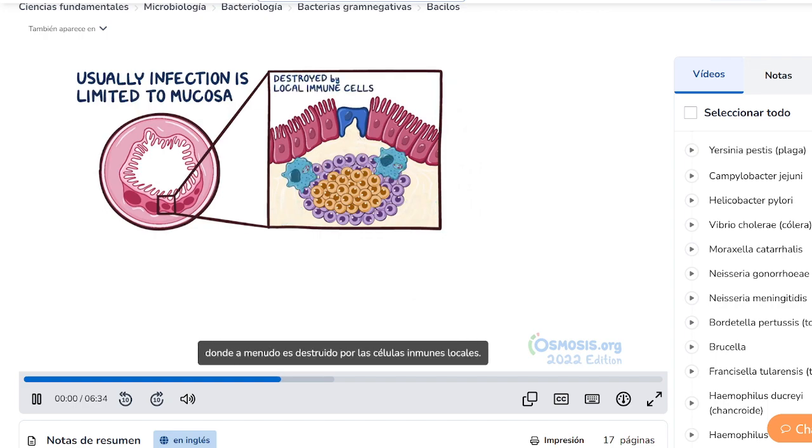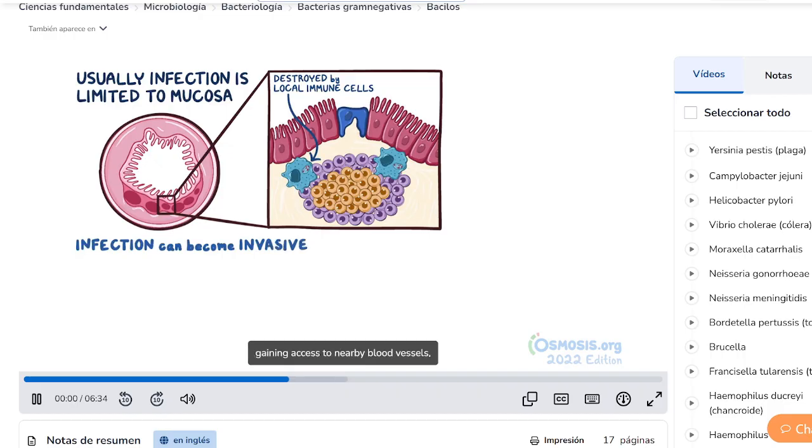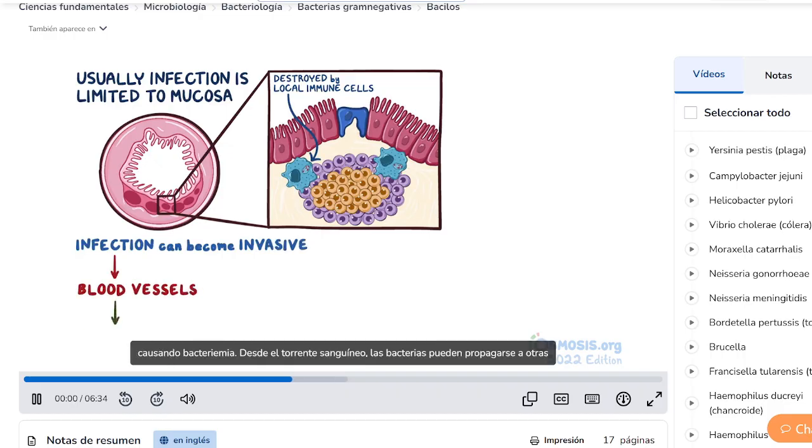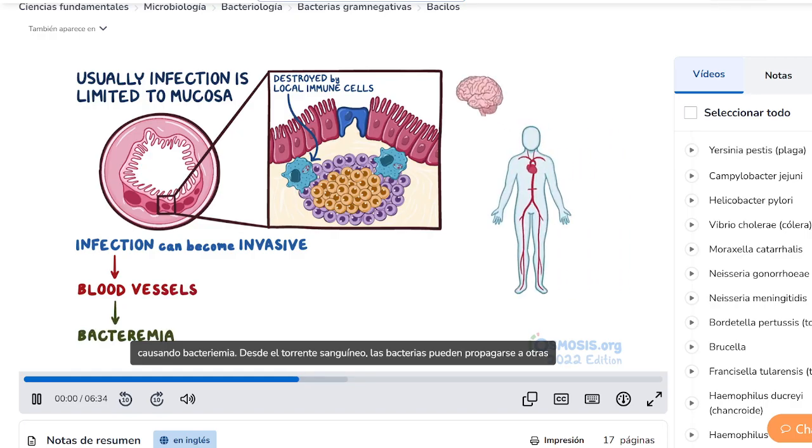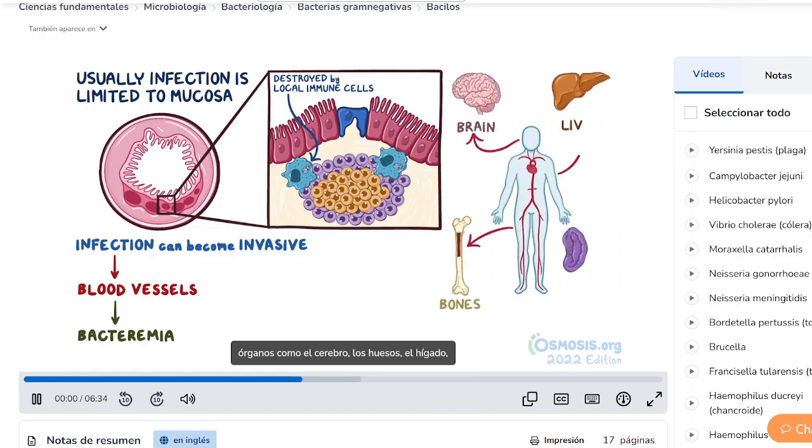Now, usually, the infection is uncomplicated and limited to the mucosa, where it's often destroyed by the local immune cells. But in some cases, the infection can become invasive, gaining access to nearby blood vessels, causing bacteremia. From the bloodstream, the bacteria can spread to other organs like the brain, bones, liver, or spleen.